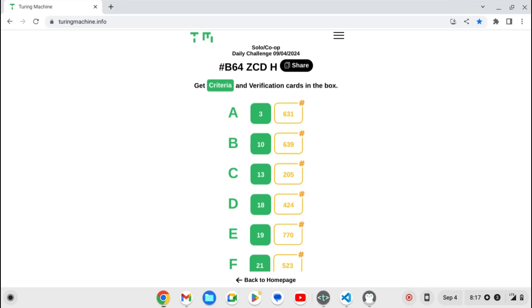Let's begin. Today's September 4th, 2024, and we're solving the Daily Turing Machine Puzzle. Today's puzzle uses the following 6 criteria cards. Criteria card 3, 10, 13, 18, 19, and 21. And the puzzle uses the orange verification cards. The code above is your way to get more information on today's puzzle by searching the code on turingmachine.info. Let's go solve.